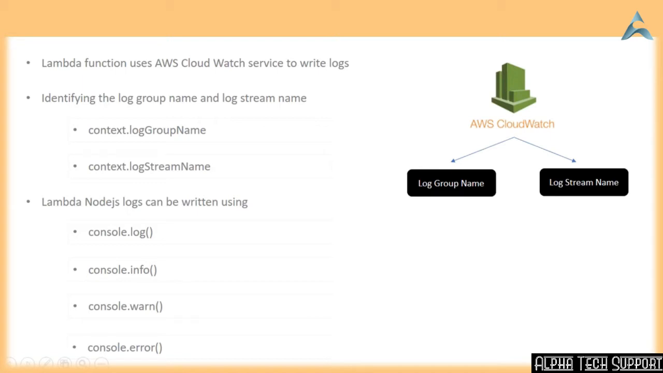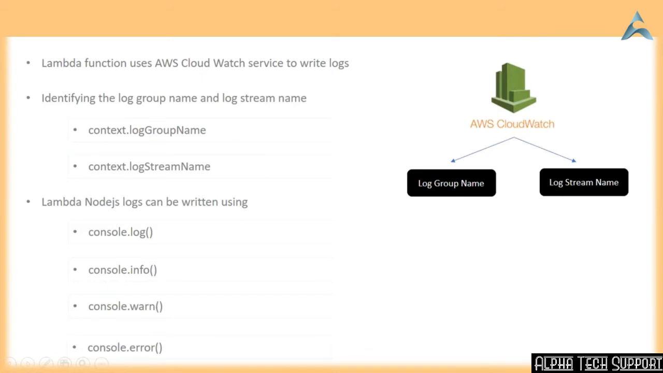A Lambda function uses this CloudWatch. We can identify the log group name and log stream name using certain code. As you can see here, context.logGroupName will display the log group name, and similarly context.logStreamName will display the stream name of the log.